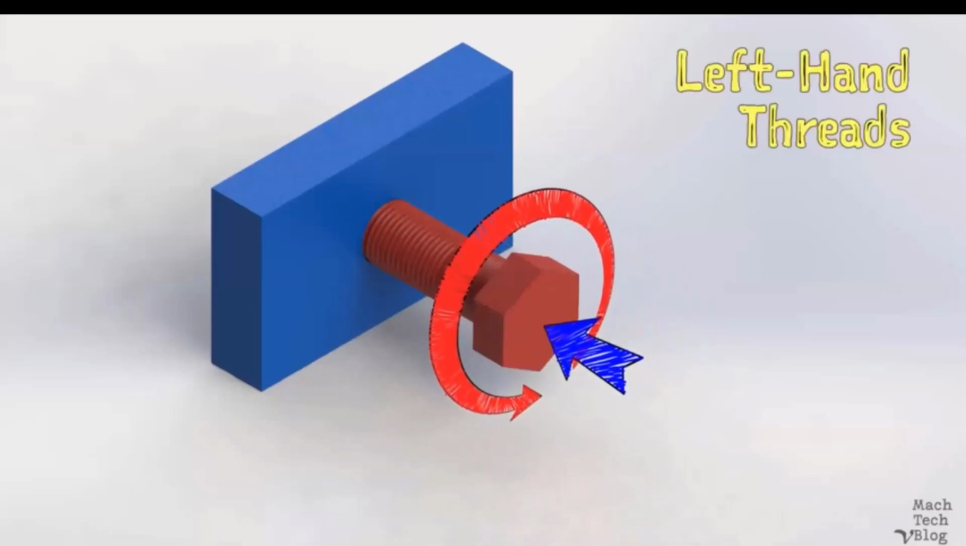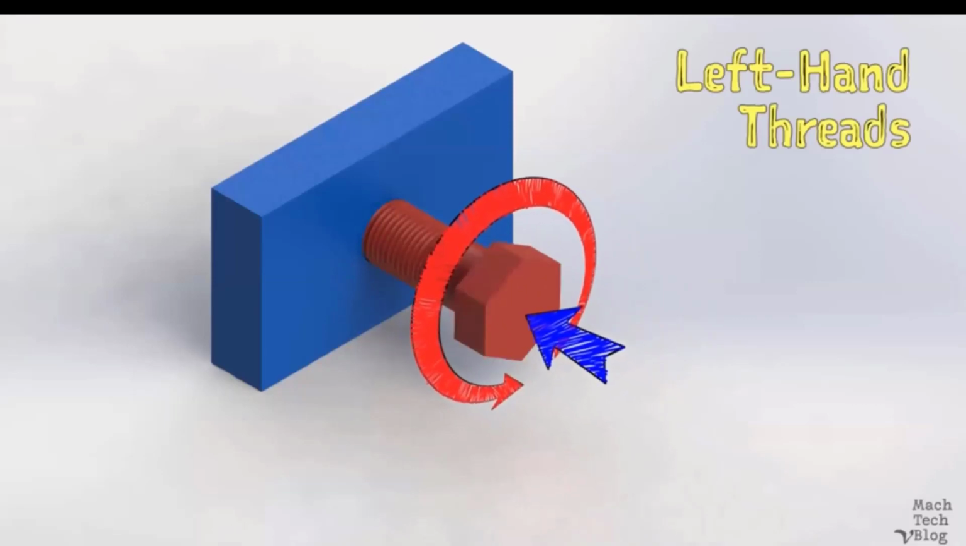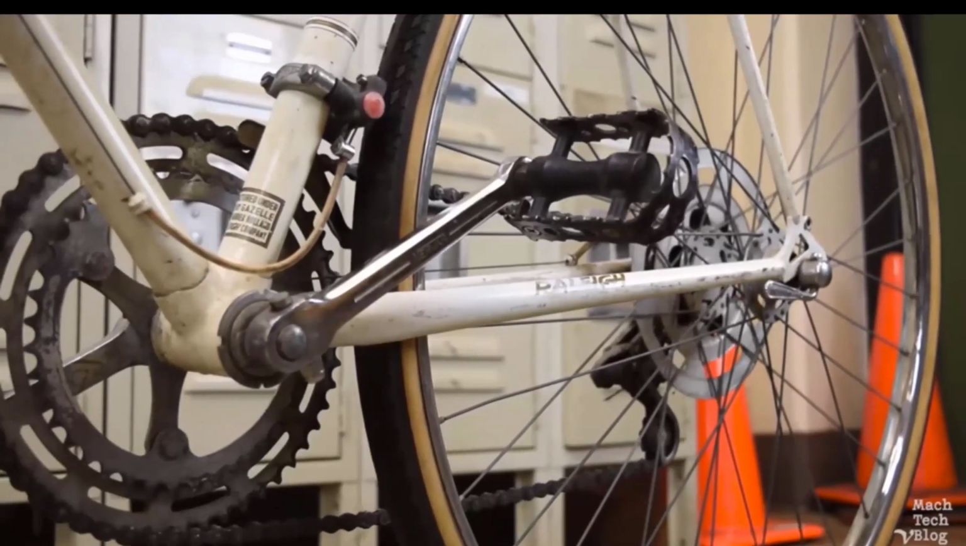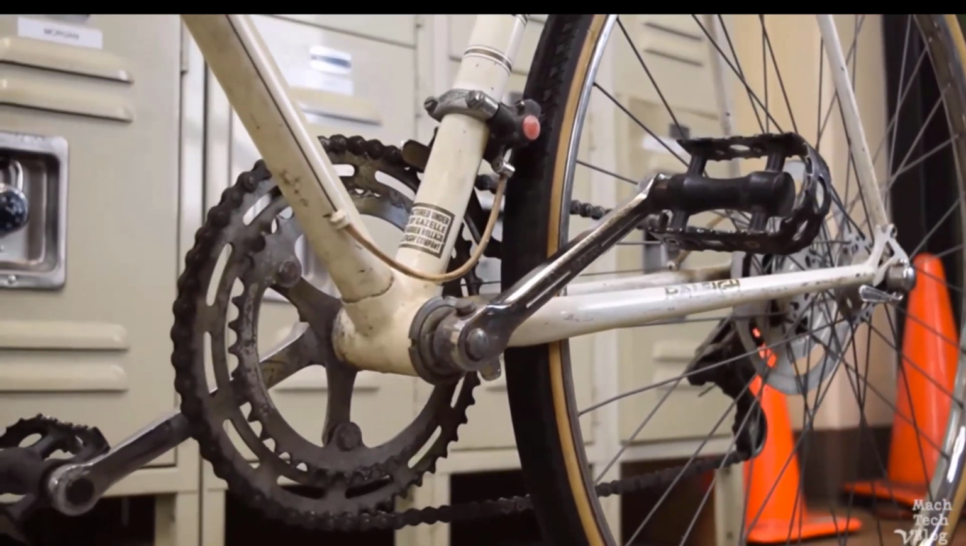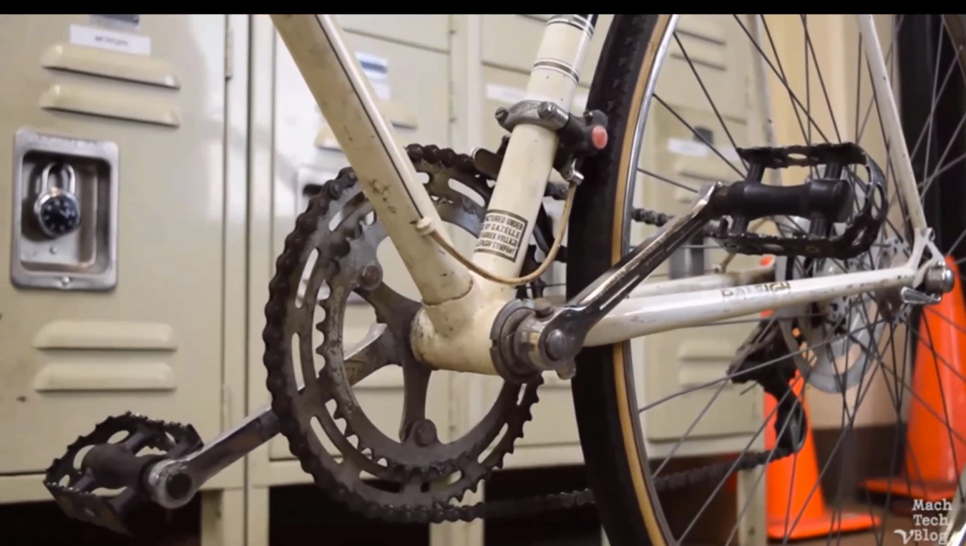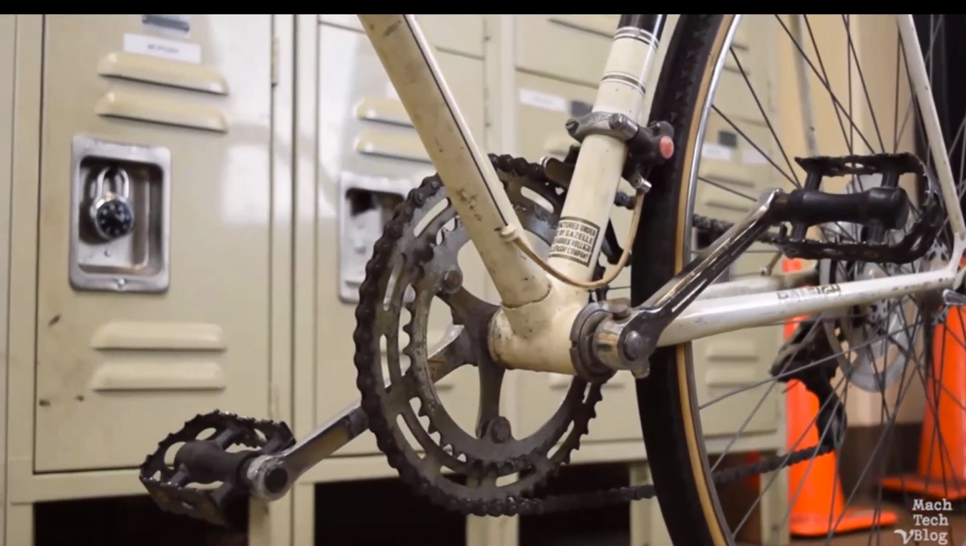They're usually used to keep rotating parts from coming loose during operation. Good examples are the pedals on a bicycle, which have right-hand threads on one side and left-hand threads on the other, so the pedal on one side doesn't come flying off while you're riding your bike.